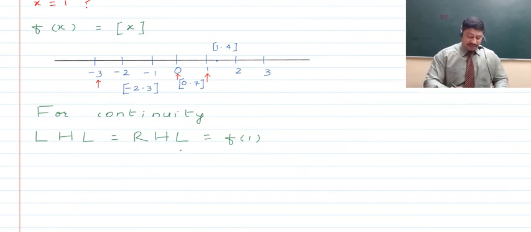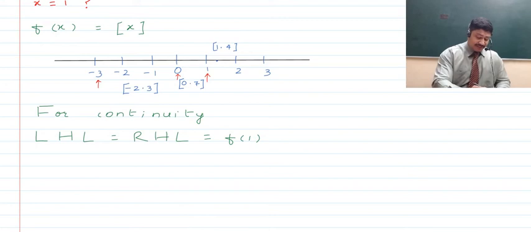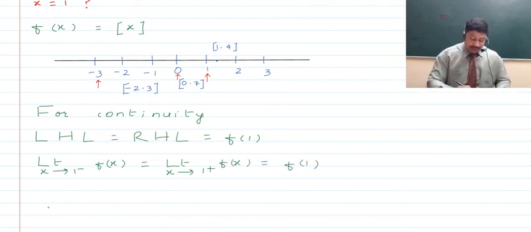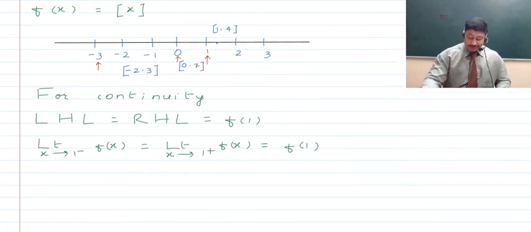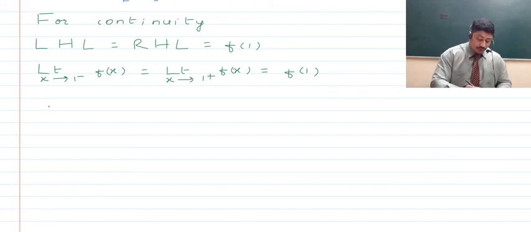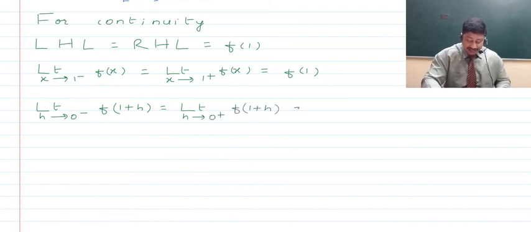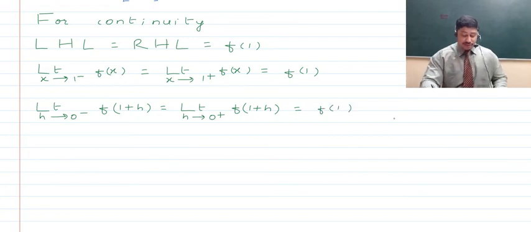Next, guys, we will talk about the left hand limit: limit x tends to 1 minus f of x is equal to limit x tends to 1 plus f of x, which is further equal to f of 1. Now, as x is not close to 0, we will bring in the infinitesimally small quantity h. So we have limit h tends to 0 minus f of 1 plus h, that is further equal to limit h tends to 0 plus f of 1 plus h, and further that is equal to f of 1 for continuity at 1.